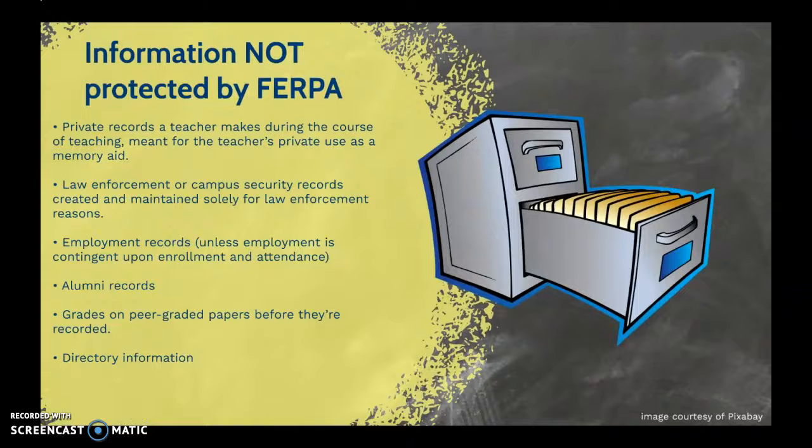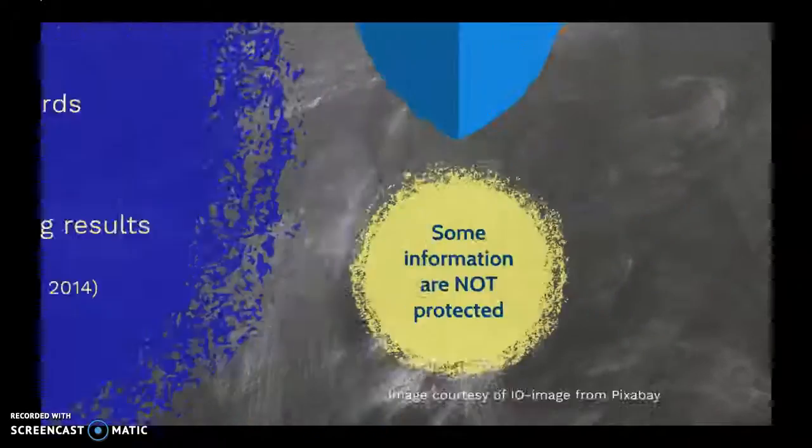Not all information is protected. Things such as private records the teachers make during the course of teaching, meant for the teacher's private use as a memory aid, law enforcement or campus security records created and maintained solely for law enforcement reasons, employment records, alumni records, grades on peer-graded papers before they're recorded, and directory information.